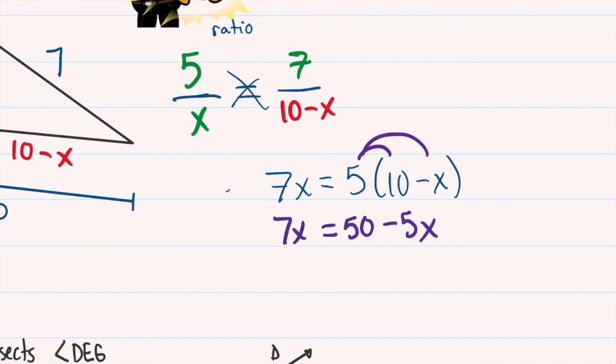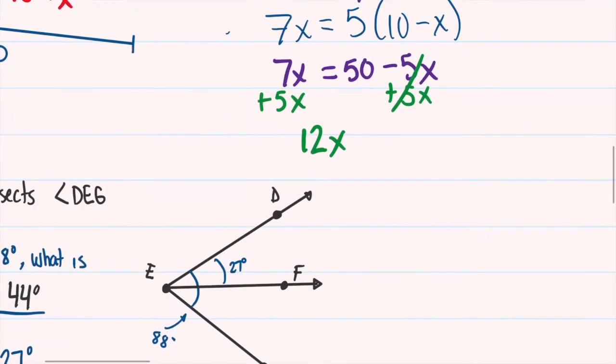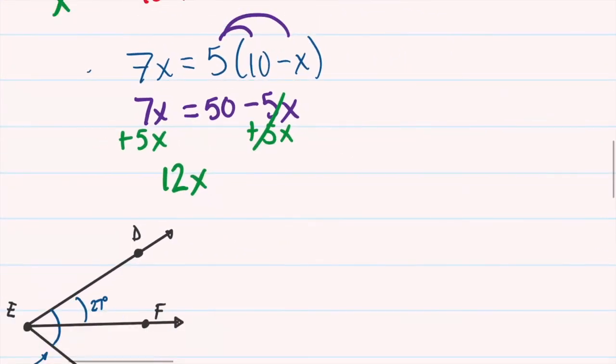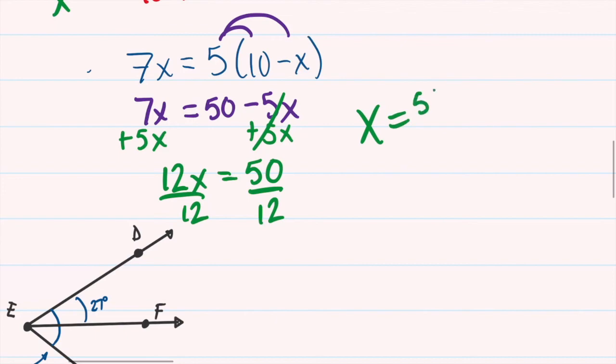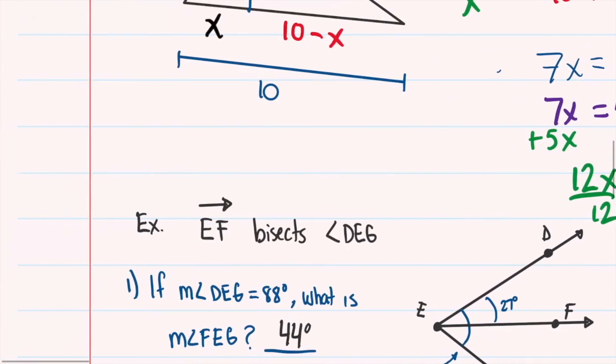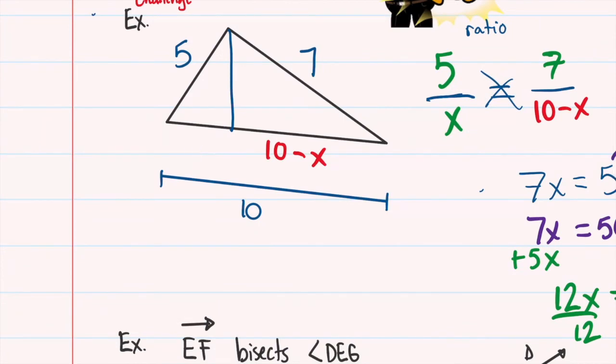Let's write everything down. And let's move all the x's to one side, which would be 7x plus 5x is 12x. And that would give us equals 50. Divide by 12, guys. So our x is actually 50 over 12, which if you wanted to reduce, divide by 2, that will be x equals 25 over 6. So you found the missing piece right here, which is 25 over 6.